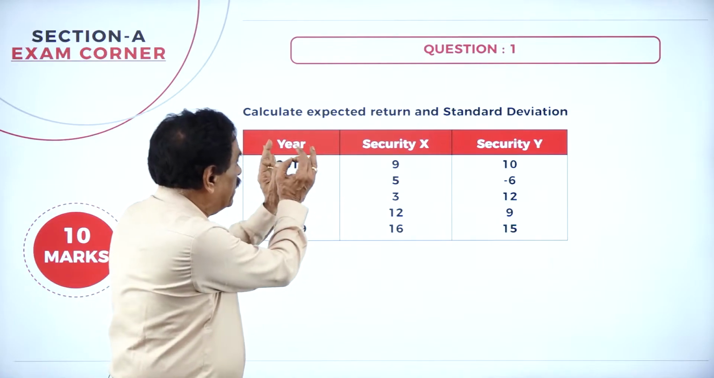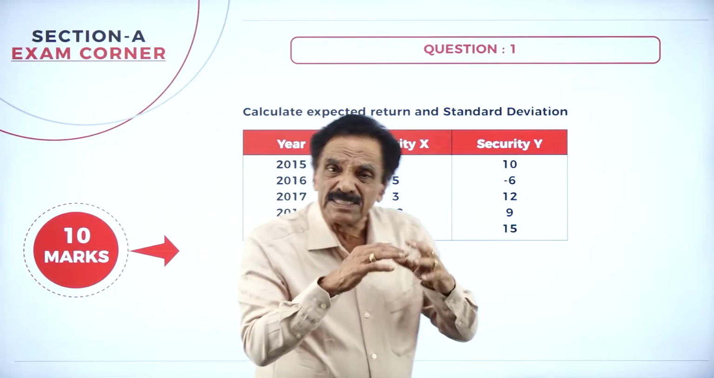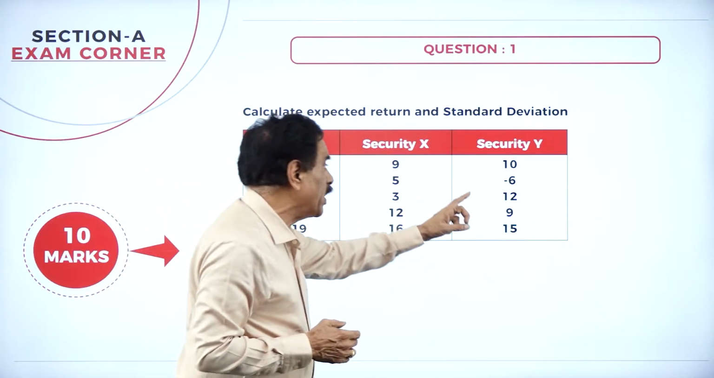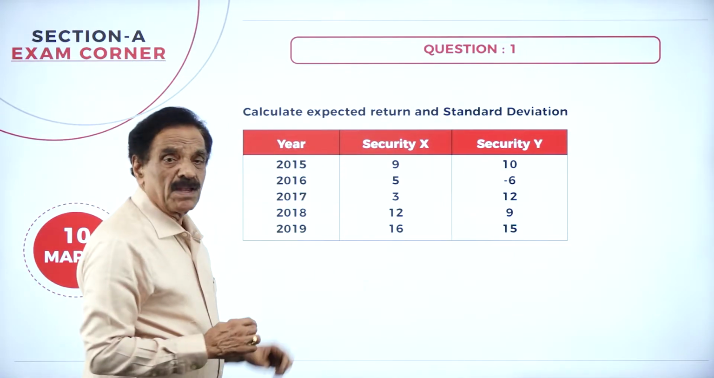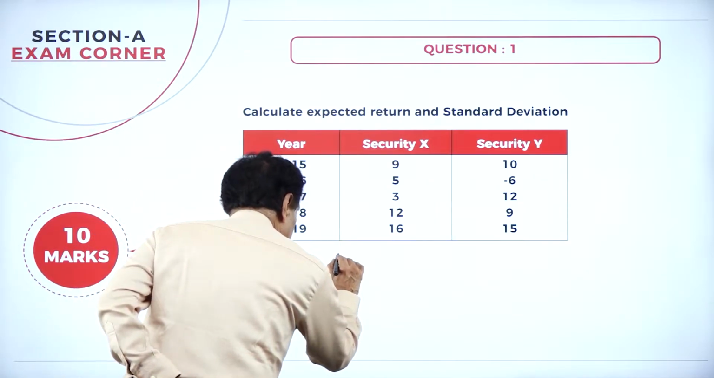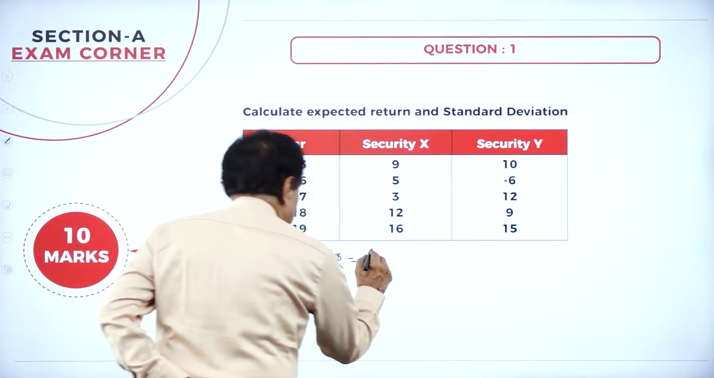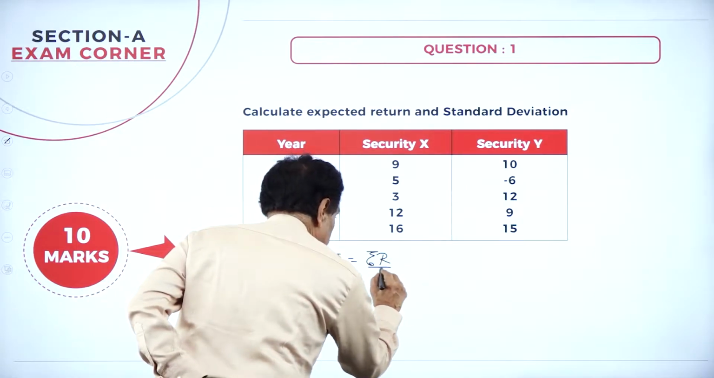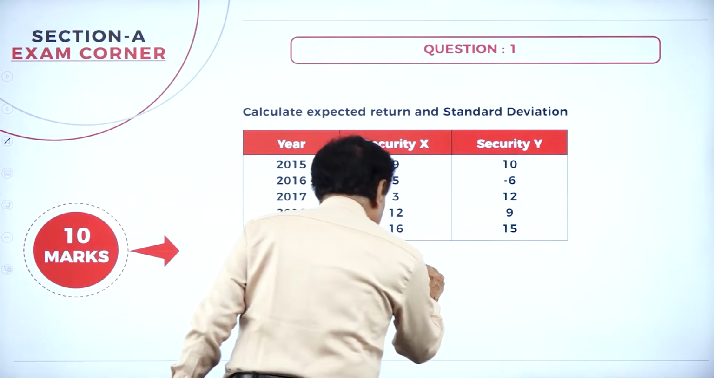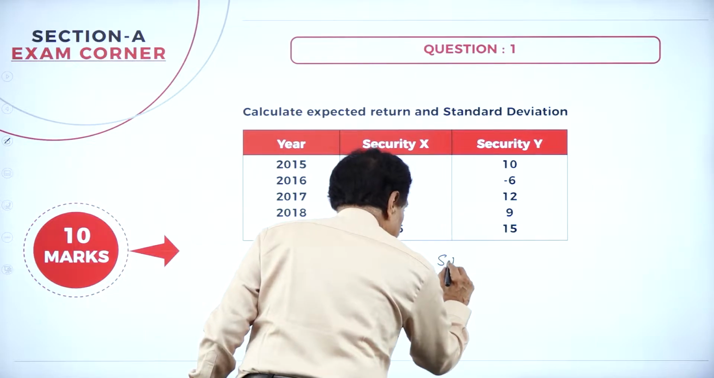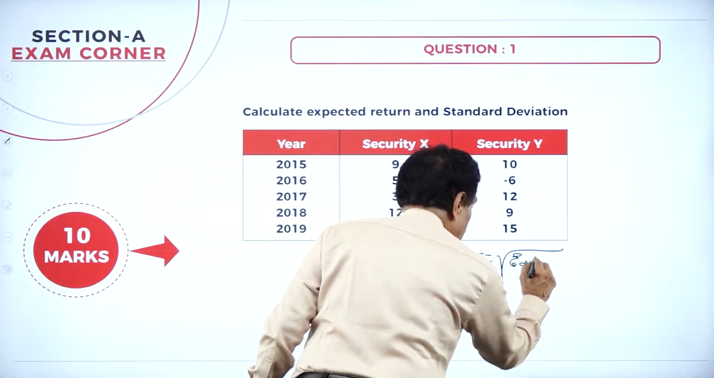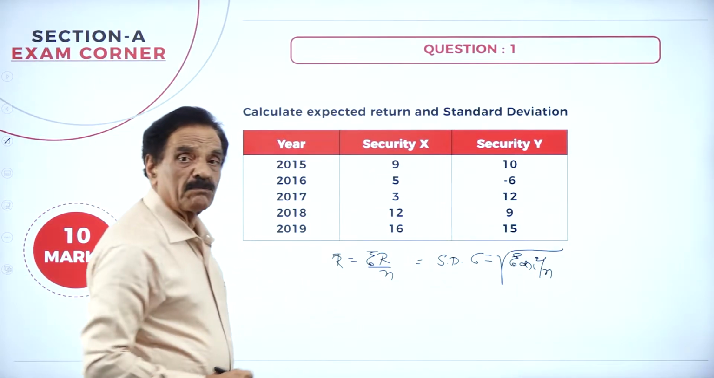So here the question is, first, standard deviation is nothing but the risk. The risk we have got here, one is security X and security Y. So we'll go with security X. What is the formula you are going to expect from them? First you have got R mean, return of X, R mean equals sigma R divided by N. Once you solve this, then we go with the standard deviation, which is equal to root of sigma dx square divided by N. So this formula you are going to use.